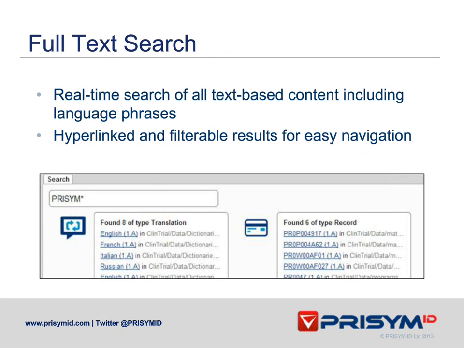Real-time searching of all text-based content is now a reality. Regardless of where this content sits in the labeling environment, in language phrases, in trial data, or directly added to a label design, specific text content can be located in an instant with wildcard searching also supported. The search results are hyperlinked and filterable for ease of access and navigation. Once the desired text is located, the analysis tools quickly identify where this content has been used.